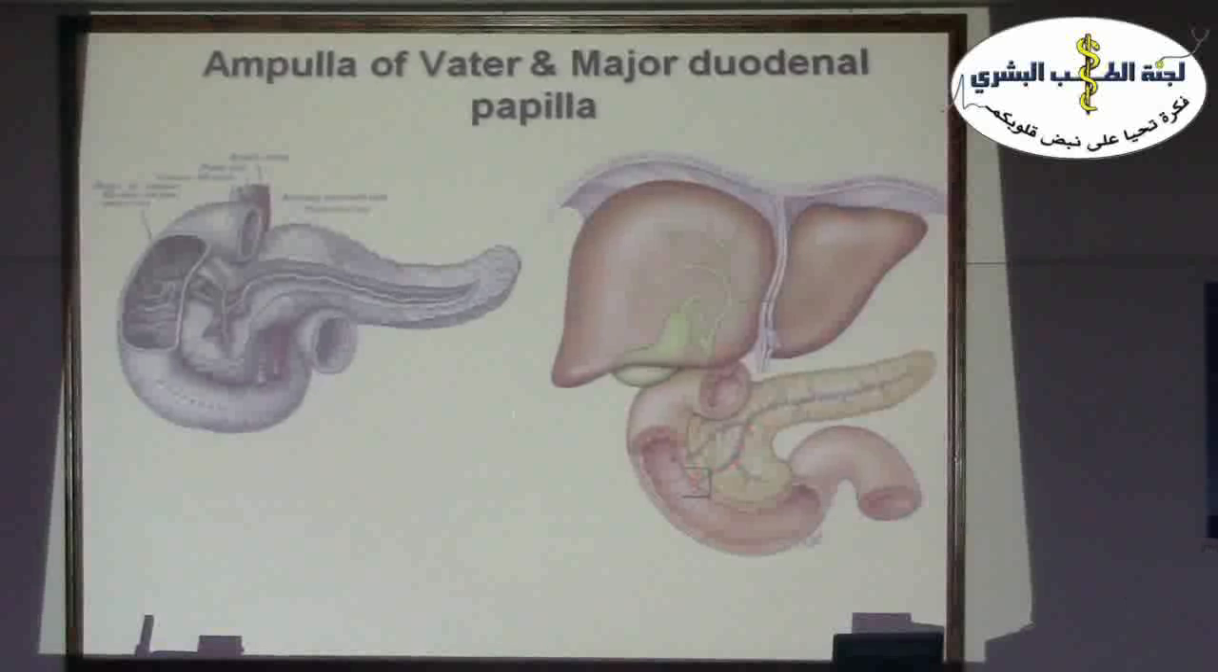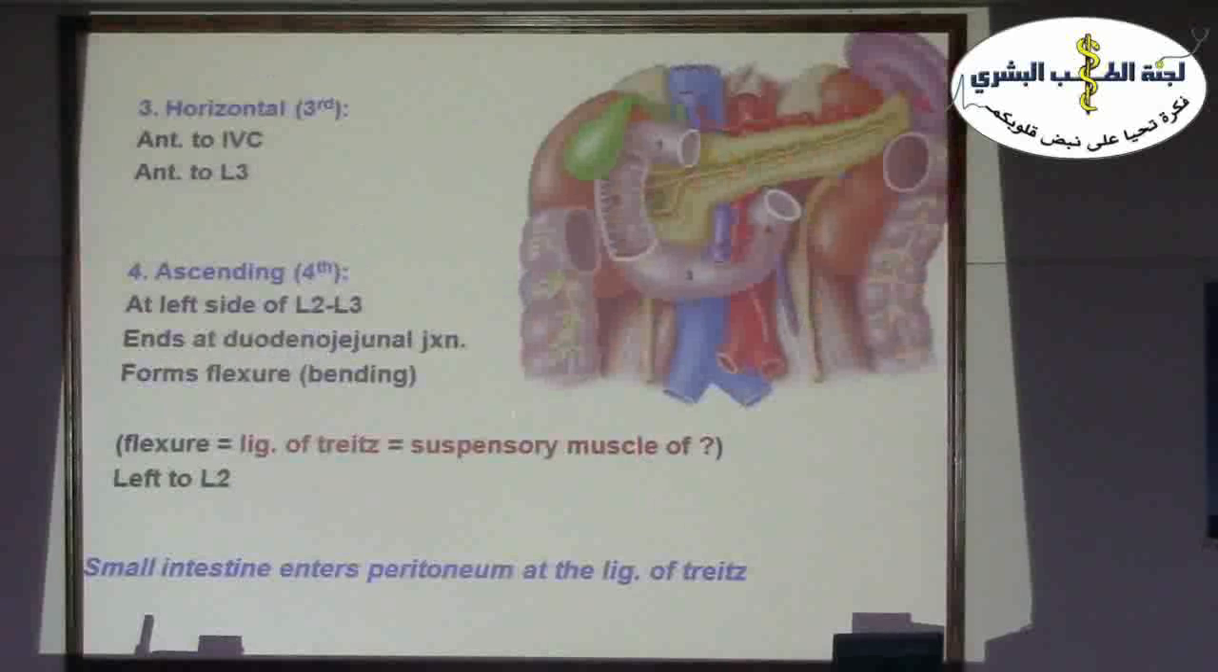The accessory opens superiorly through the minor duodenal papilla. The main one of the pancreatic duct joins the bile duct into a larger duct, we call it ampulla of Vater, and they open into the major duodenal papilla of the second part of duodenum. So the second part of duodenum is important because it contains the openings, okay, for the ampulla of Vater and accessory pancreatic duct.